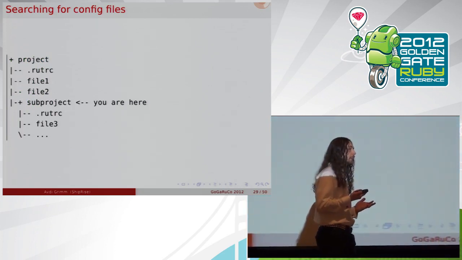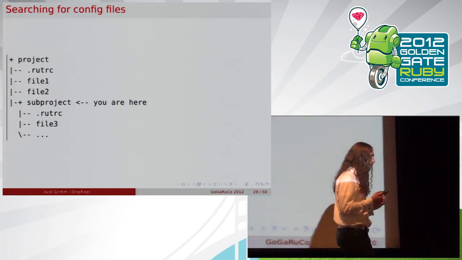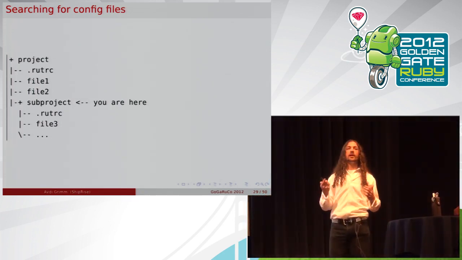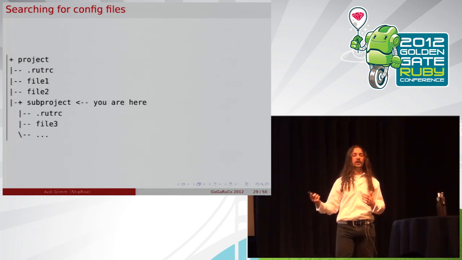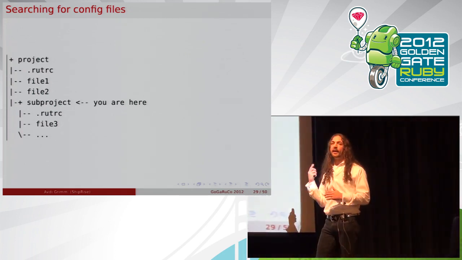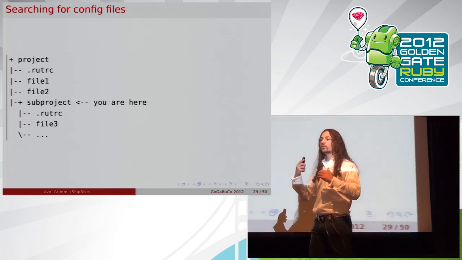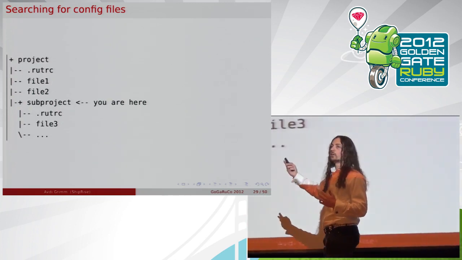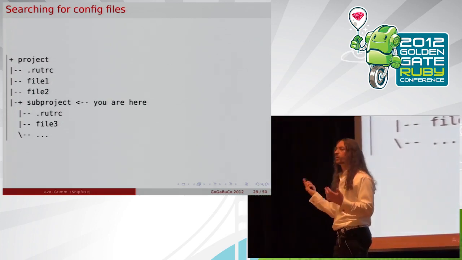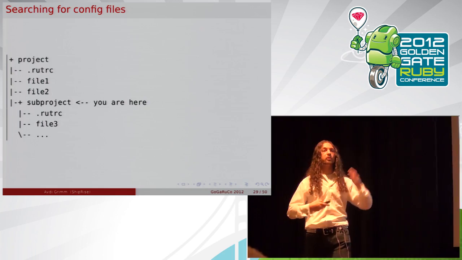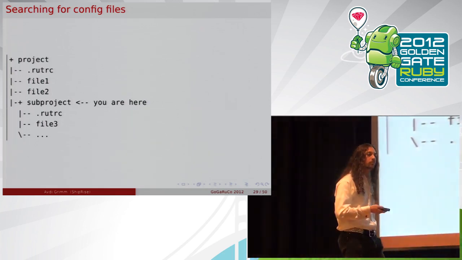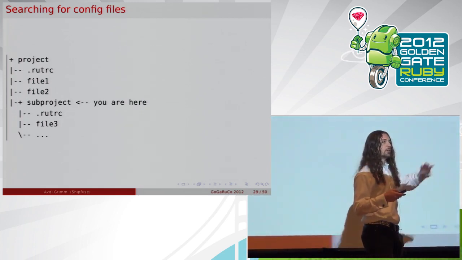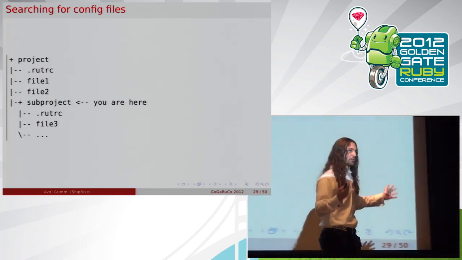I had a problem recently. I had a program that had config files, and I wanted to treat them kind of like rake treats its config files. So I had these files called .rutrc, and I wanted it, like rake, to search up the current directory hierarchy. So if it didn't find a config file in the current directory, it would find one in the parent directory, or in the grandparent directory. But not only that, I wanted it not just to find one, but to find all of them, all the way up to the root, and then basically merge them together.